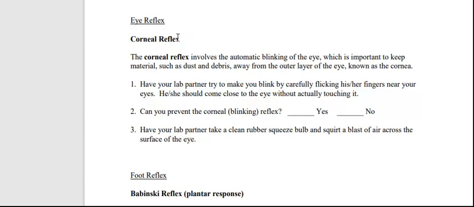Here's the information about the corneal reflex. Here's the one about the Babinski reflex.